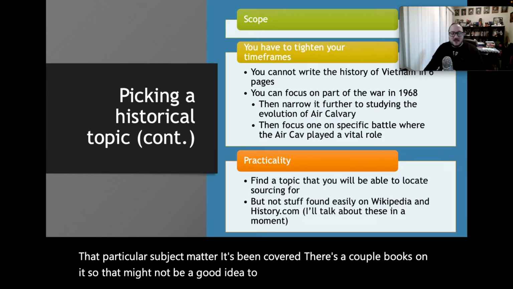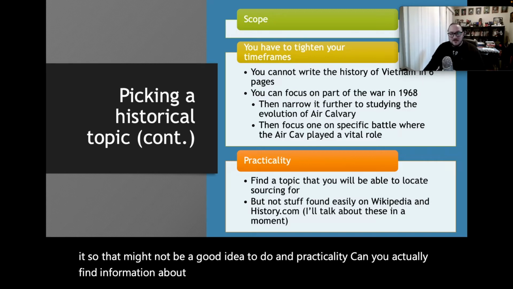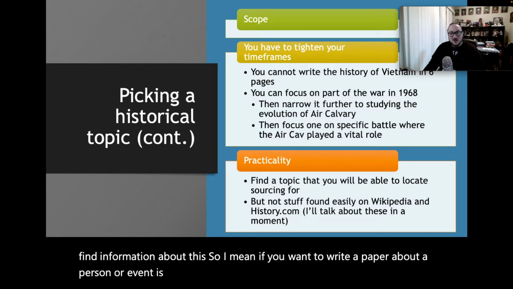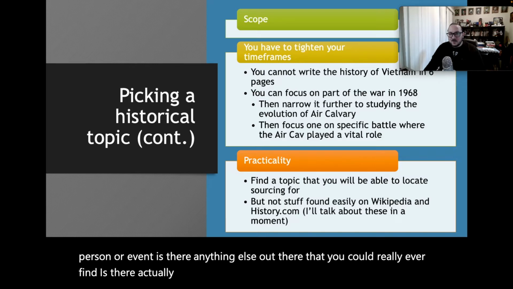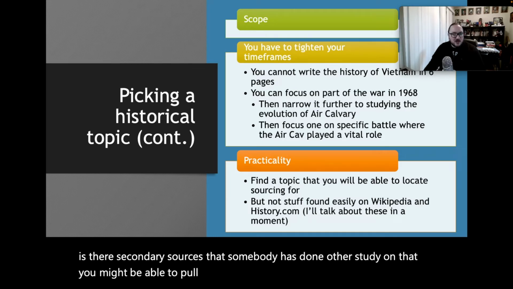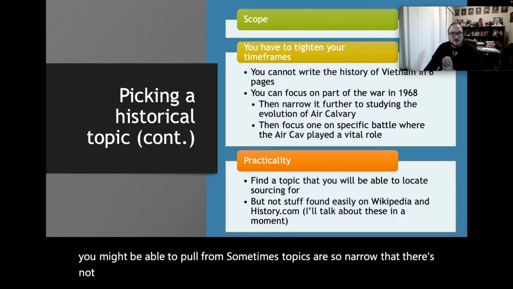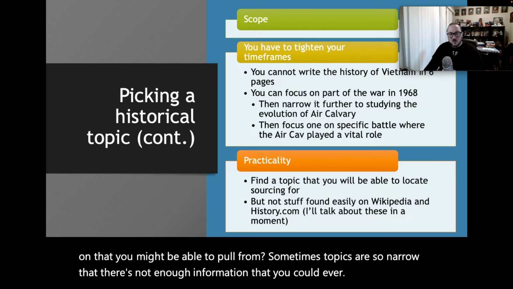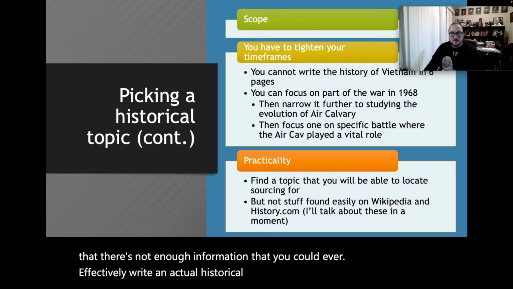And practicality. Can you actually find information about this? So, if you want to write a paper about a person or event, is there anything else out there that you could really ever find? Is there actually primary sources that have been written that you can access? Or are there secondary sources that somebody has done other study on that you might be able to pull from? Sometimes topics are so narrow that there's not enough information that you could ever effectively write an actual historical text based around. You might ask me, what might that be?